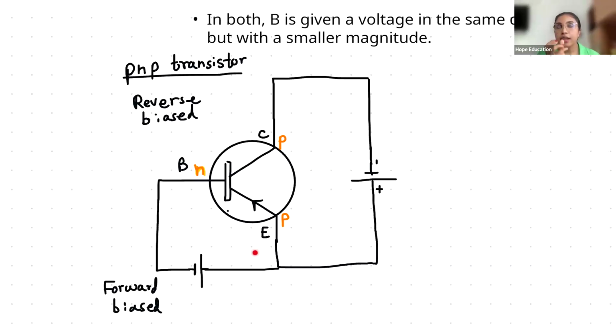Amplification means you give a small current to the transistor, and the transistor produces a large current as output. So the small current is given in this circuit, and it is produced as a large current in this circuit. Generally, we give a small voltage to the base emitter, and then a large voltage comes here. Generally this is how we connect it, but you will see in applications.